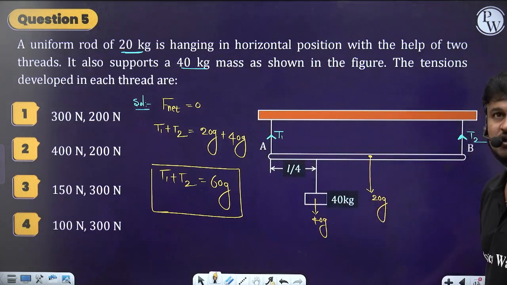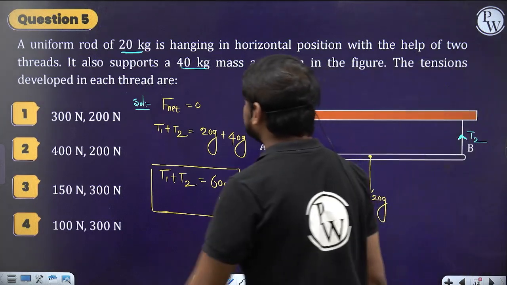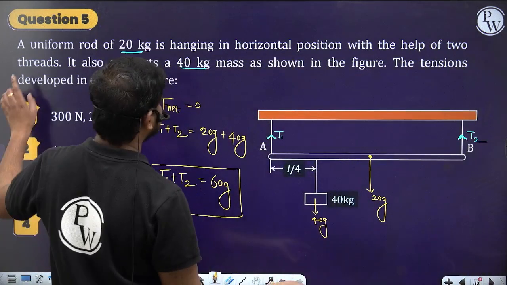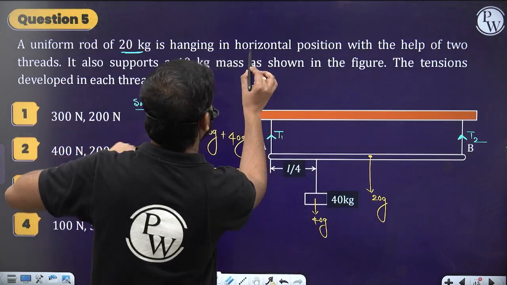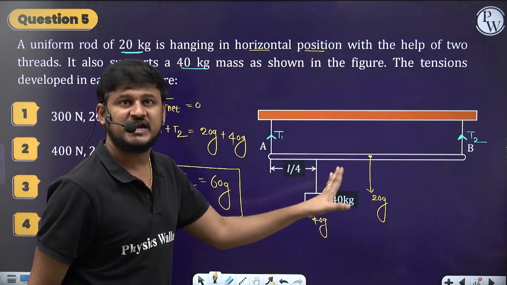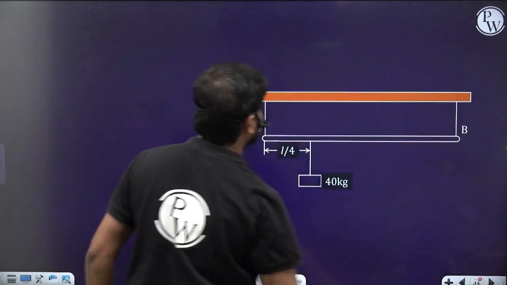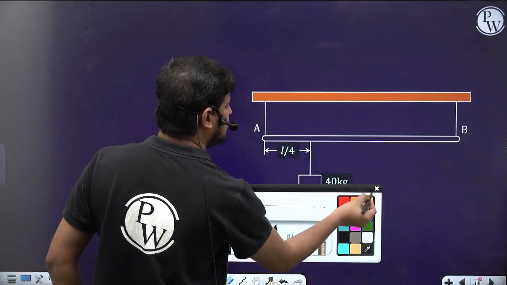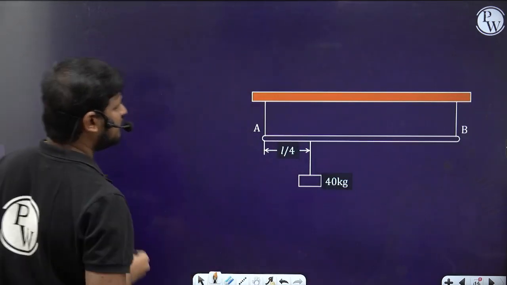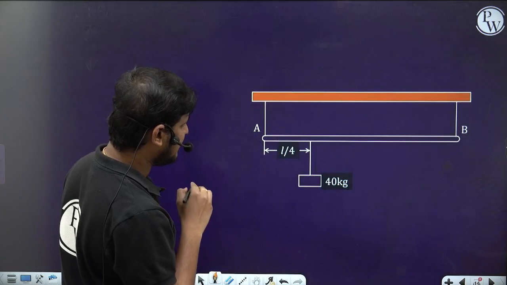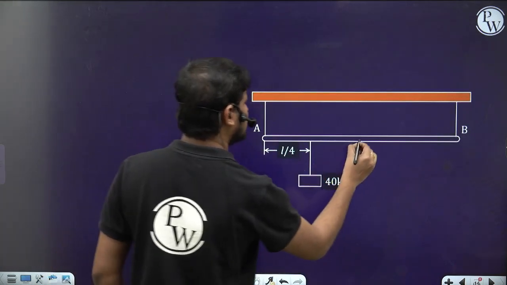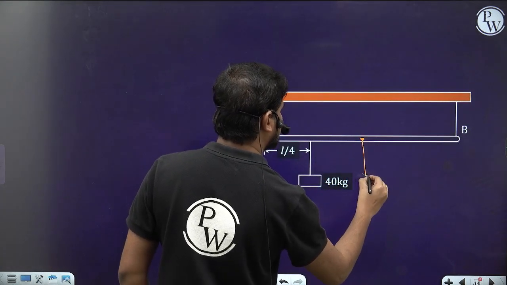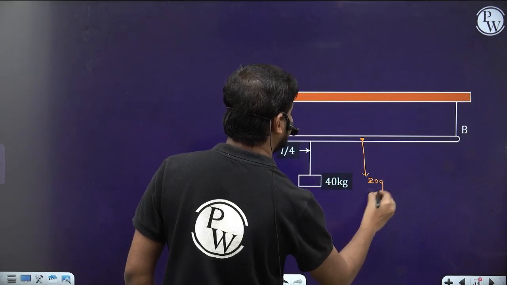So this is fine. Next, let's come to the net torque, which is equal to 0. So it is hanging in a horizontal position. So it's not rotating. That means the torque about any point is 0. So the torque about which point will we consider? Let me take, so here, this is the total weight. So this is 20G, which acts here.